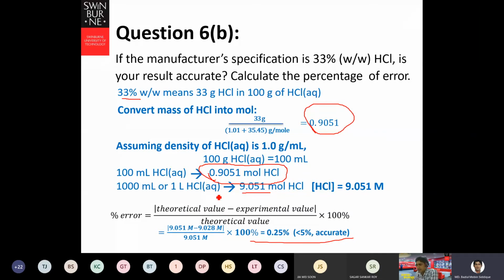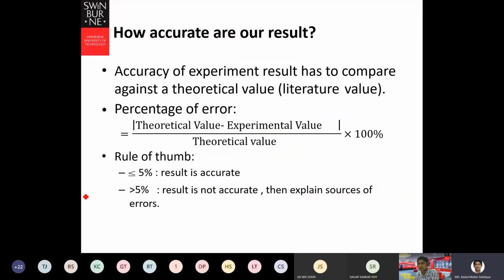This is acceptable. If the percent error is less than 5%, it is considered very good. But if it is more than 5%, it is considered not very accurate. The higher the error percentage, the higher the unacceptability.